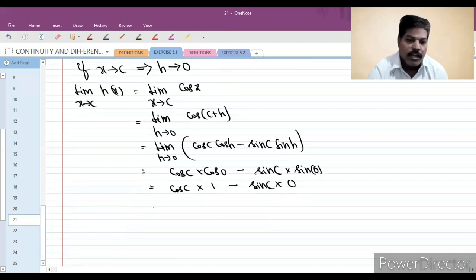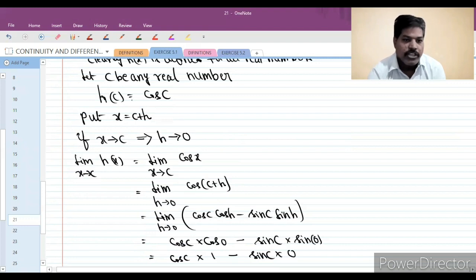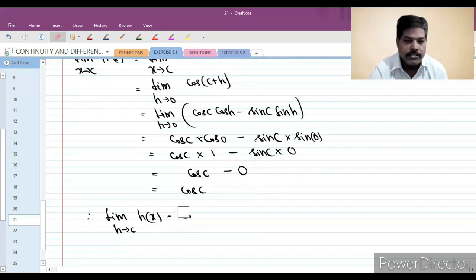Here cos 0 is 1, and sin 0 is 0. So automatically this will become cos c, and the minus term will become 0. So this value will become cos c only. So limit x tends to c of h of x is cos c, and already h of c is cos c. From these two, we can conclude that limit x tends to c of h of x is nothing but h of c.